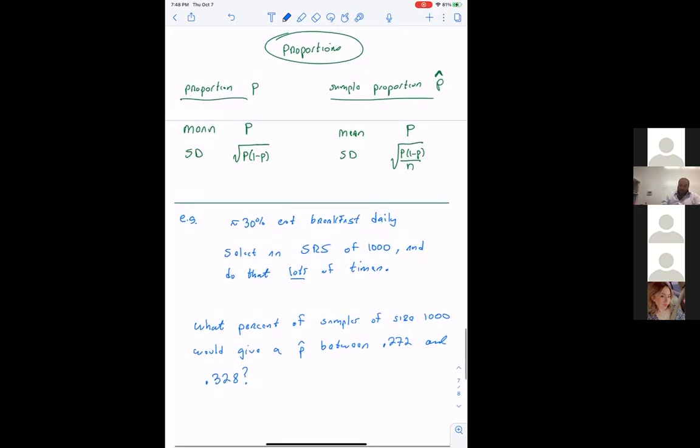So the first thing to realize is with a sample of size 1,000, remember what we saw in that applet: whatever the distribution looks like for small n, if n is large enough, it looks normal. So for samples of size 1,000, can we assume normality?